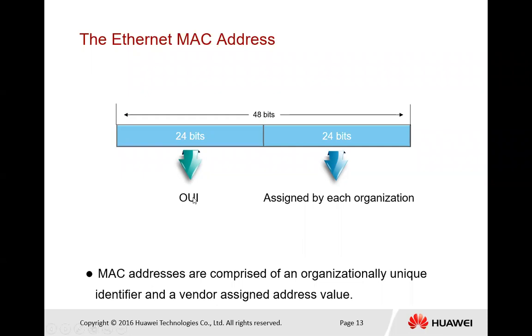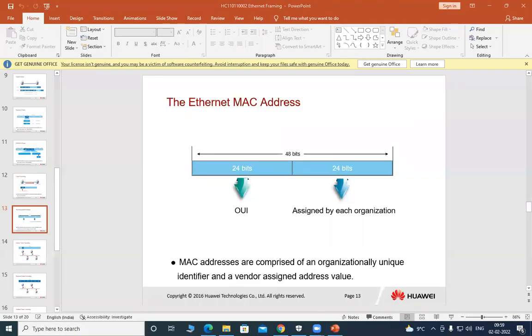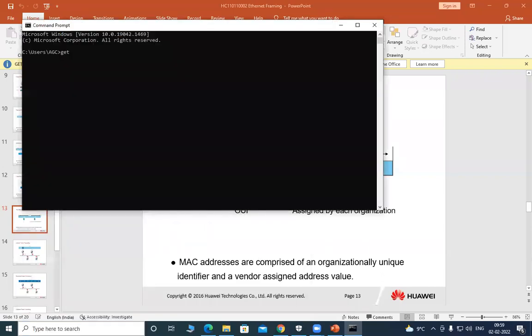OUI, that means this address is specifically for the vendor name. Who is the vendor of this? How can we check this? Suppose we have a vendor name, so just wait, again I'm going to check my system's MAC address and we will check who is the vendor of this MAC address. We will get the MAC address, we just copy it from here.